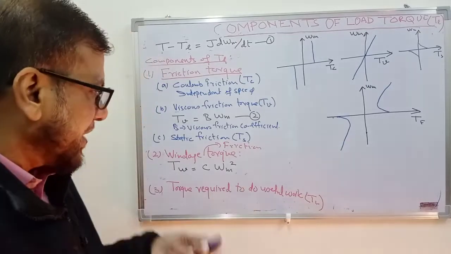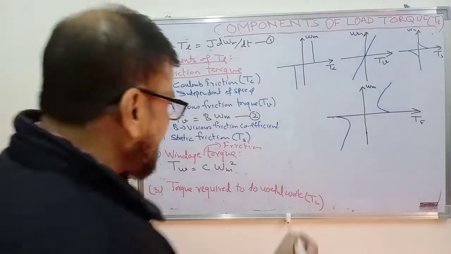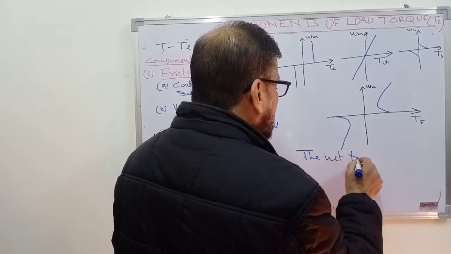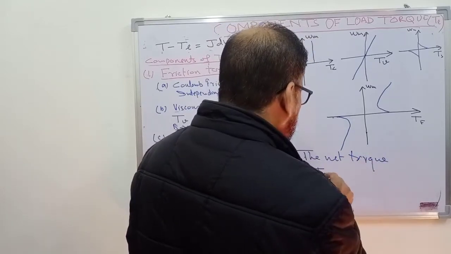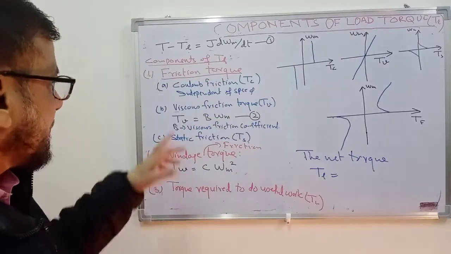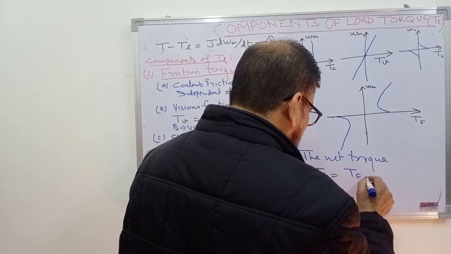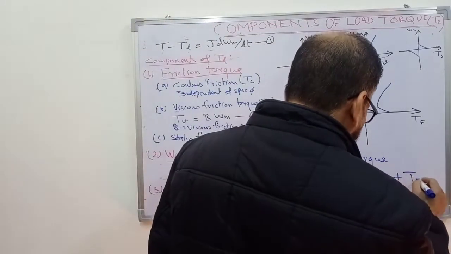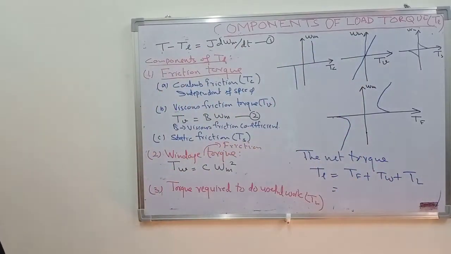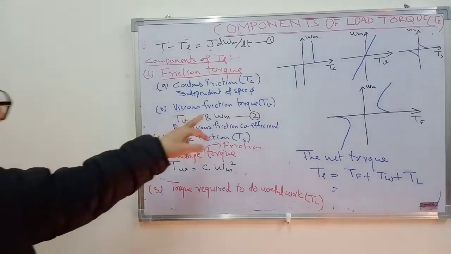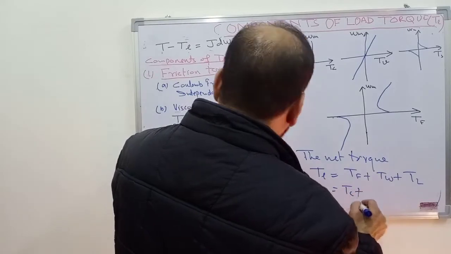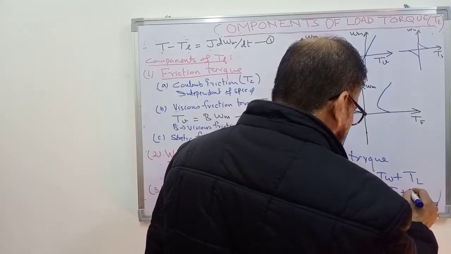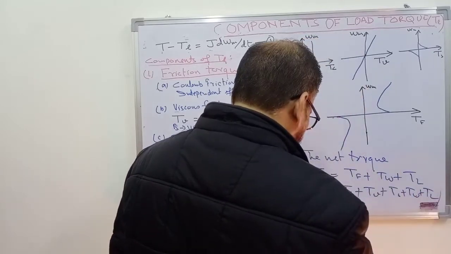Now let us combine it and see what is the total equation. So the net torque that the motor has to overcome, the net torque TL, you can write by combining all these components. So first it is the friction torque plus the windage torque plus the load torque TL. Now let us break up into various components of TF. So TF includes TC plus TV, the viscous friction, and then the static friction TS. So this is the total load torque.